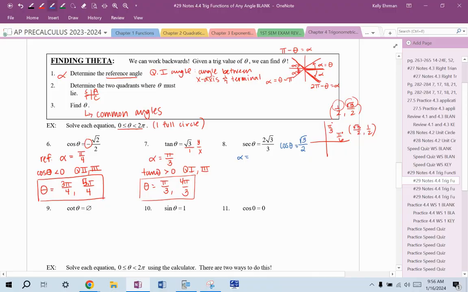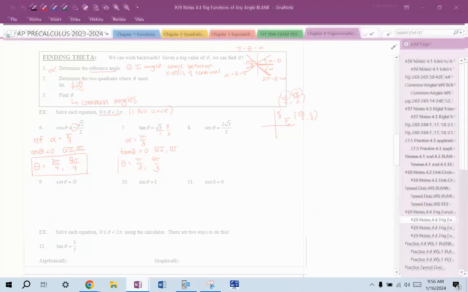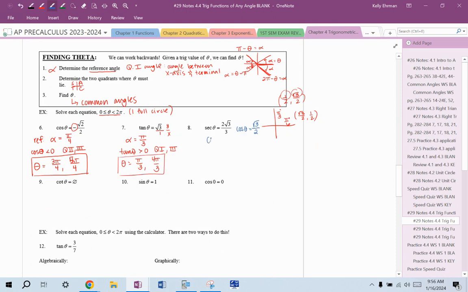Well, if we have an x value, it just crashed on me. Oh, sorry, I thought I had to rewrite that.